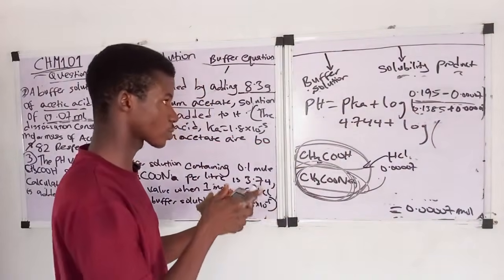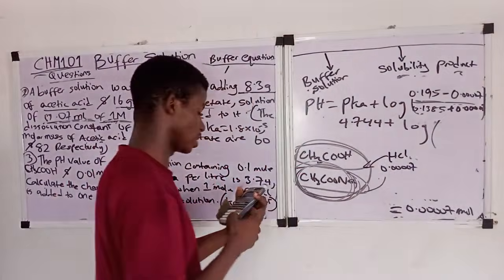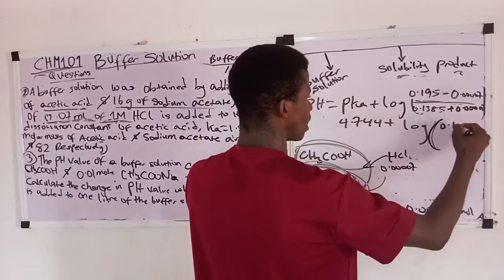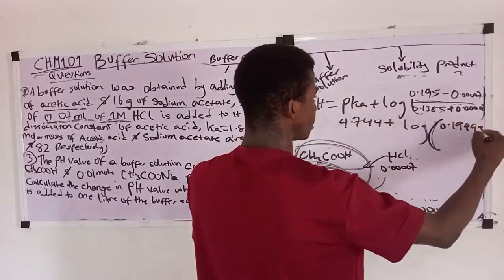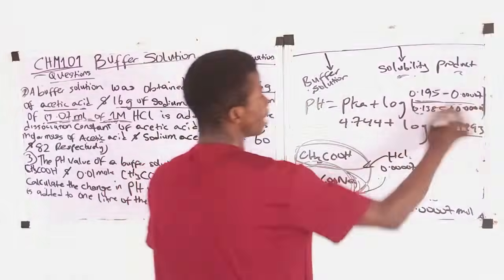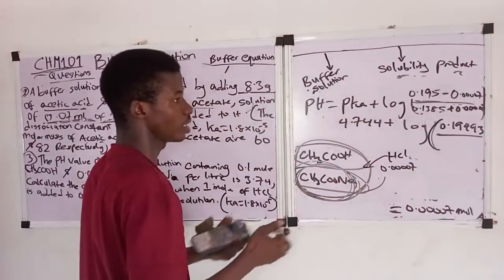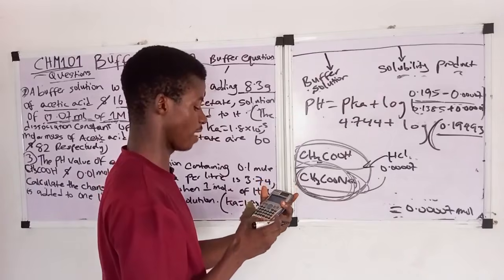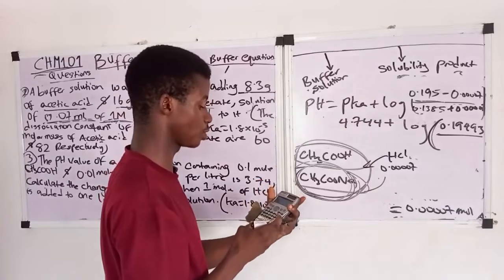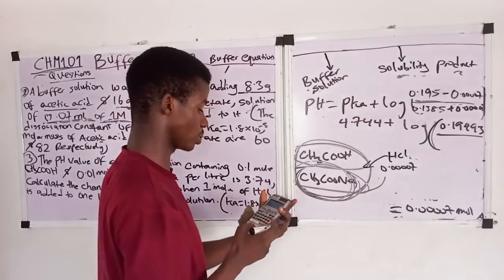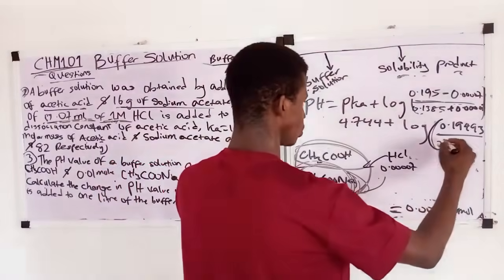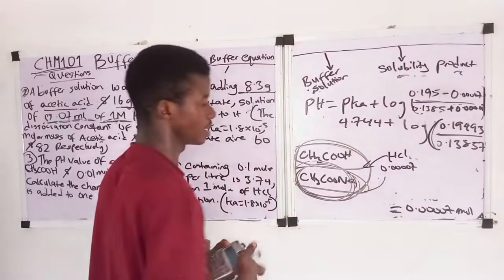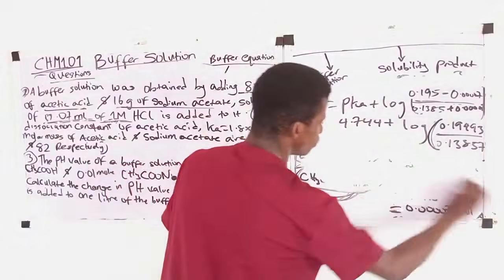Okay, if we subtract, we have 0.19493, then divided by, now we add the two moles, 0.1385 plus 0.00007. If we do it, we get 0.13857. Okay, so let's divide it.